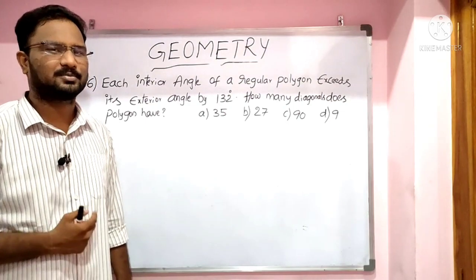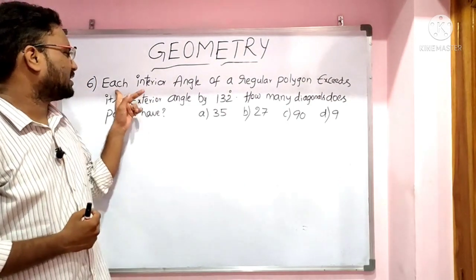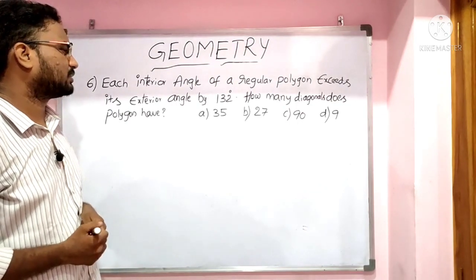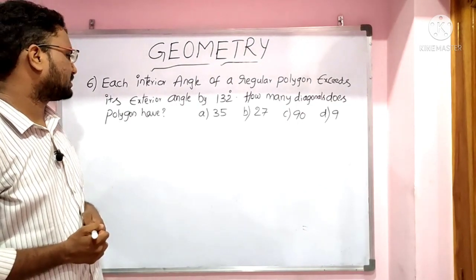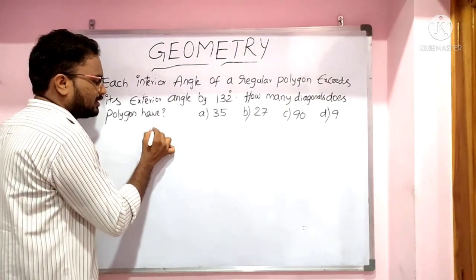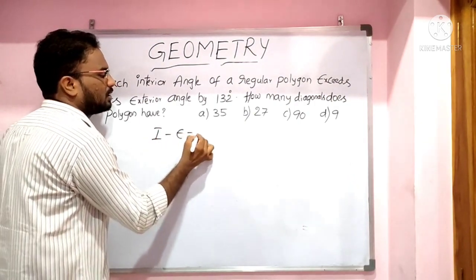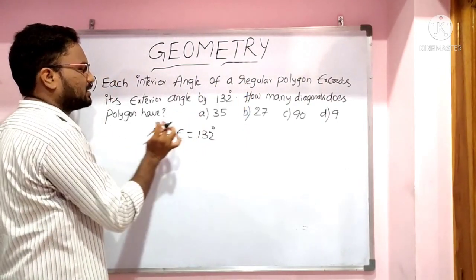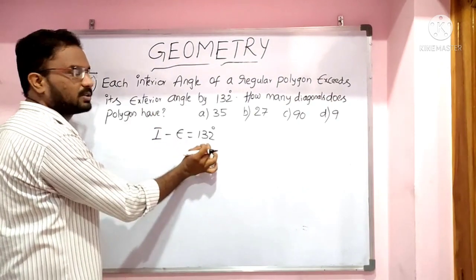So next problem, the last problem for this session. Each interior angle of a regular polygon exceeds its exterior angle by 132 degrees. How many diagonals does the polygon have? Each interior angle of a regular polygon exceeds its exterior angle, so the difference will be 132.